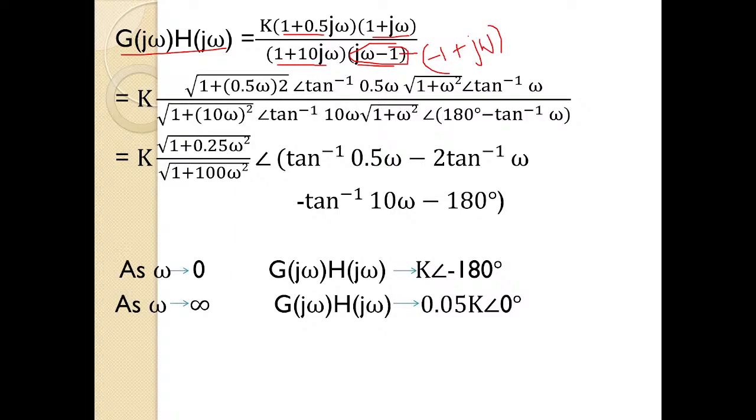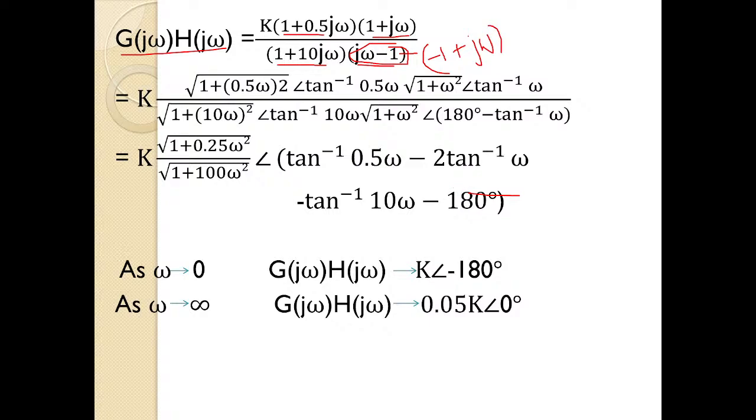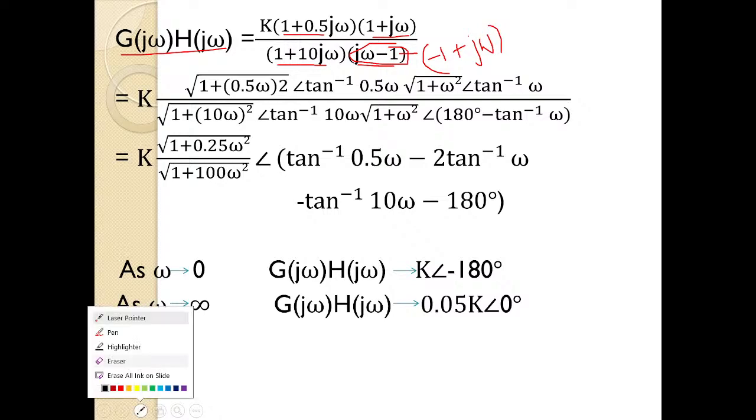After writing that, you can replace all these rectangular coordinate terms. Now you can take the pointer. For 1 plus 0.5 J omega, the magnitude is root of 1 square plus 0.5 omega square. Then I will just go back.